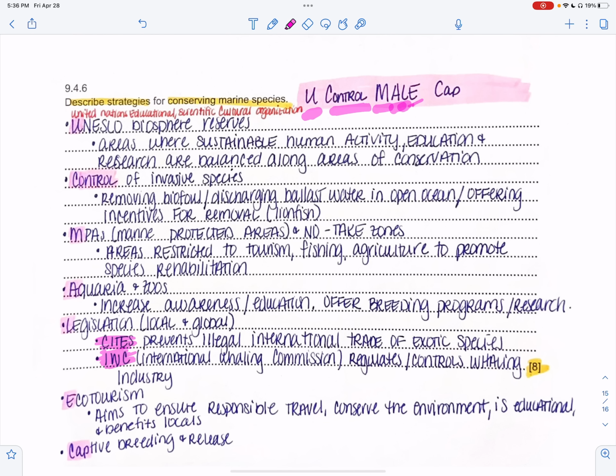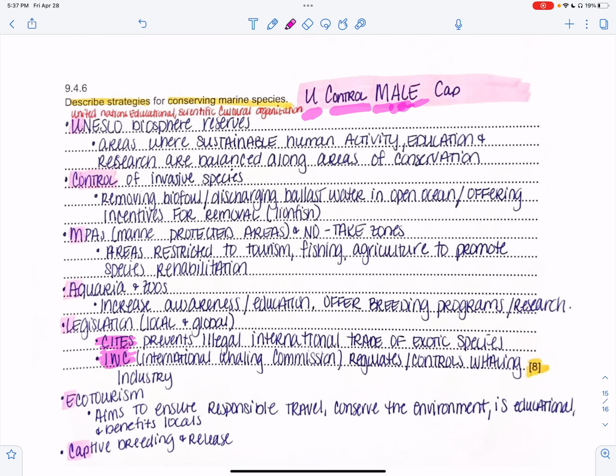Ecotourism is the E in our acronym. This aims to ensure responsible travel, so this is for the tourist, and to conserve the environment, so they're not doing things that will leave a carbon footprint or leave their mark there. It's educational, so they're not there to go on a spa retreat. They're there to learn, to help, to volunteer, and to be involved in the cultural and local lifestyle. So again, educational, and it benefits locals. Locals are employed. We're not looking for cheap employment from another country, maybe underage employment. These are employing the locals.